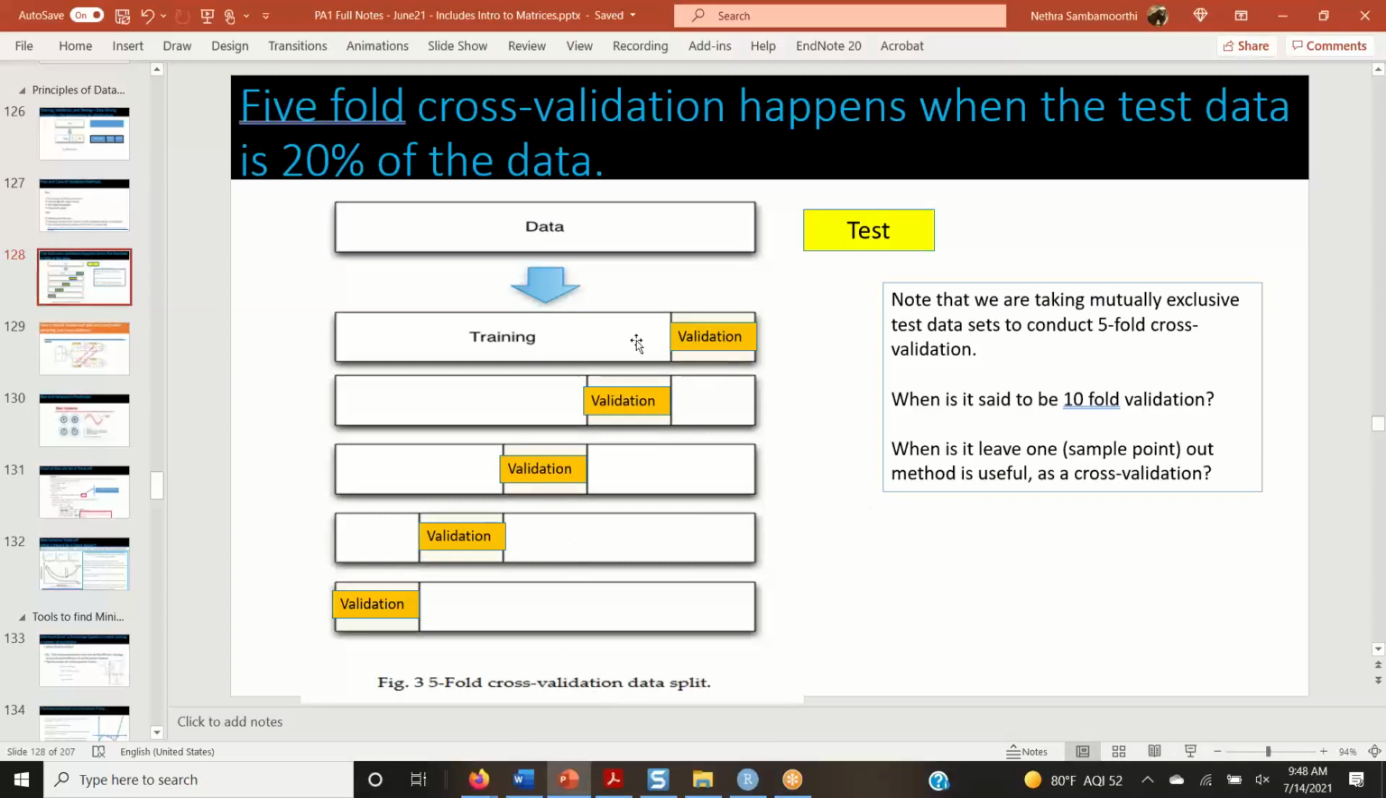Everybody? Okay. So if I want 20 variations of this, what percentage of validation will I have? Now I talked about 5, and I extended it to 10. If I want 20, you can have 20 variations, cross validation data split. Then what will be the percentage of the validation data set?